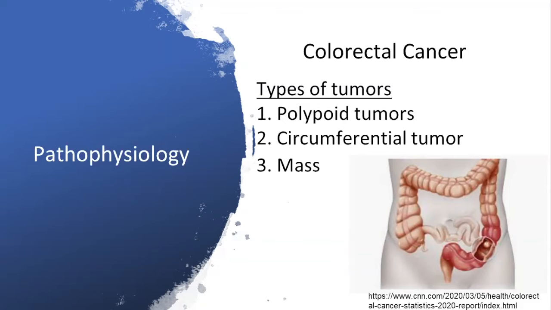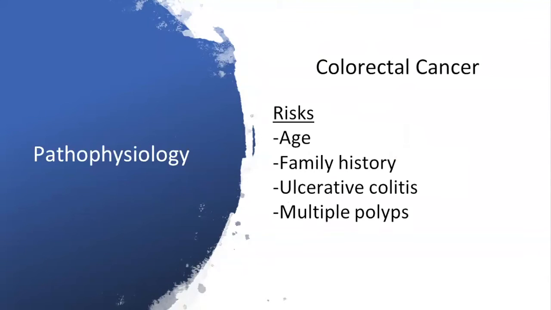Some risks associated with colorectal cancer are age, since the risk increases and colorectal cancer is almost always seen after the age of 50. Also, having a family history of colon cancer is a risk. Having ulcerative colitis is a risk, and this is because it causes cell dysplasia. Also, having multiple polyps of the large intestine increases the risk. These polyps can be benign, but since they can also be precancerous or cancerous, they're always removed during a colonoscopy and tested to see if they're cancerous or not.